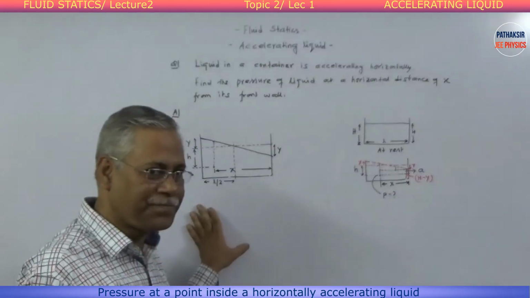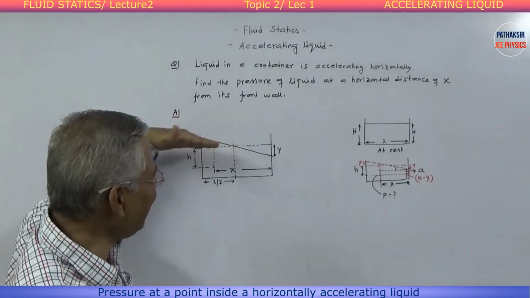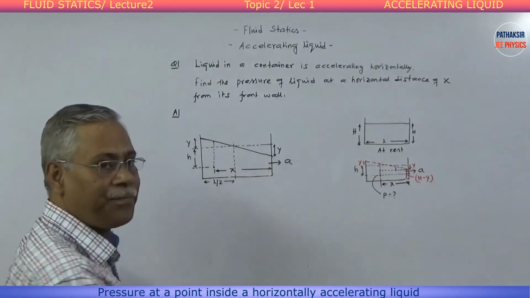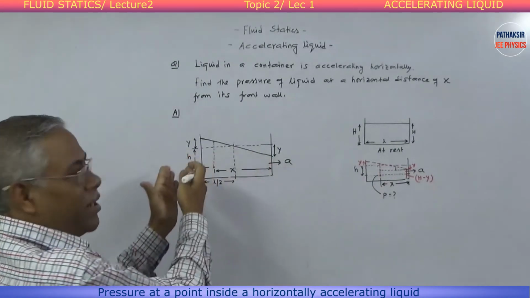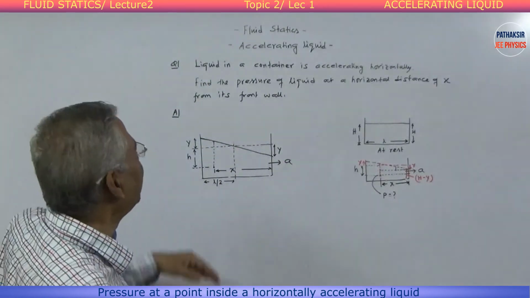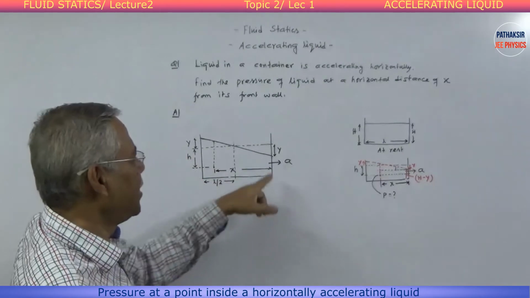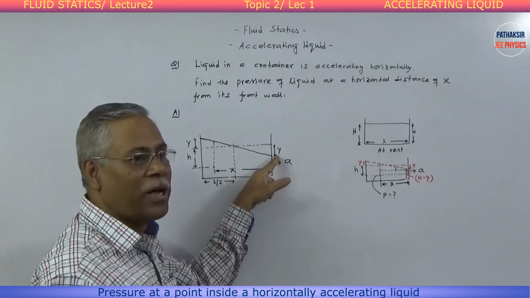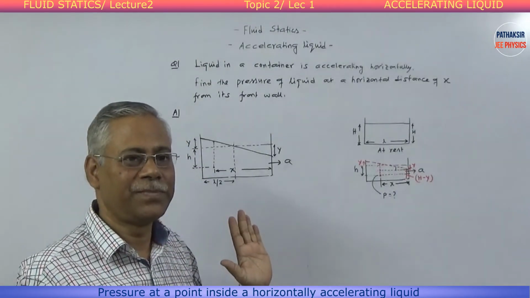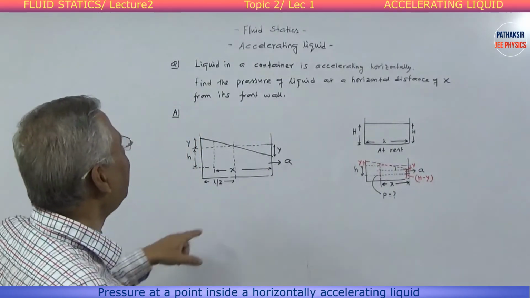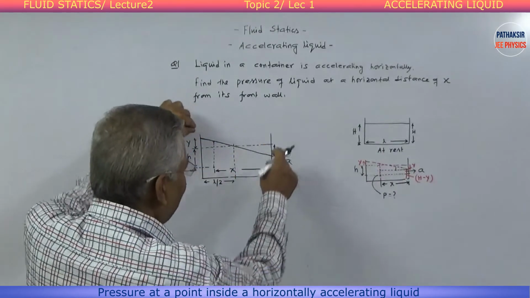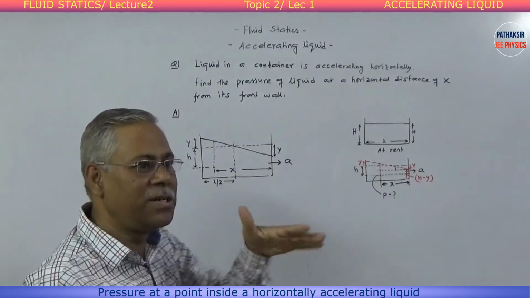Apply symmetry. This is the initial level of liquid. Now once it starts accelerating, the level on the rear side goes up and this will go downward. This was the initial line. By symmetry, if this goes down by y, this will go up by y. Simple symmetry. And this will be the midpoint. Means the whole thing will tilt about its midpoint.